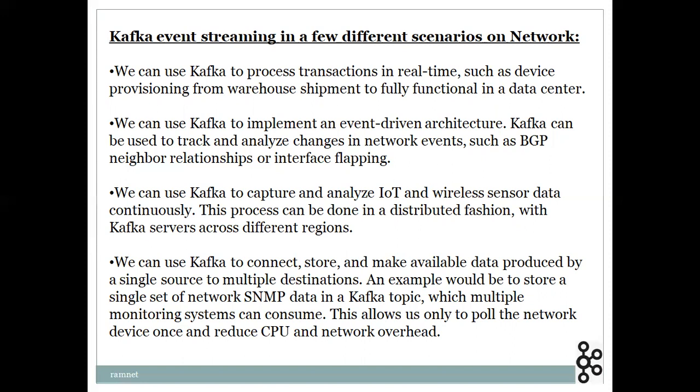This process can be done in a distributed fashion with Kafka servers across different regions. We can use Kafka to connect, store and make available data produced by a single source to multiple destinations. An example would be to store a single set of network SNMP data in a Kafka topic, which multiple monitoring systems can consume. This allows us to poll the network device only once and reduce the CPU and network overhead. So Kafka is sitting in between the network devices and the SNMP manager. Then it will pick up all the data and give it to the SNMP manager.